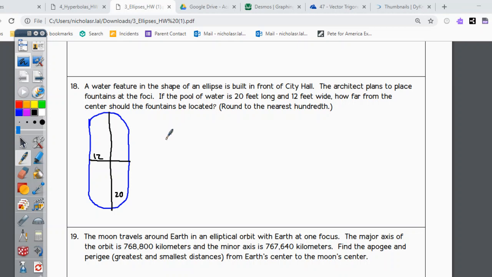So how far from the center should the fountains be located? If our fountains are at the foci, so this is focus 1 and fountain 1, and focus 2 and fountain 2, we need to find how far from the center. We need to find our focal length, C. So how do we find this focal length?